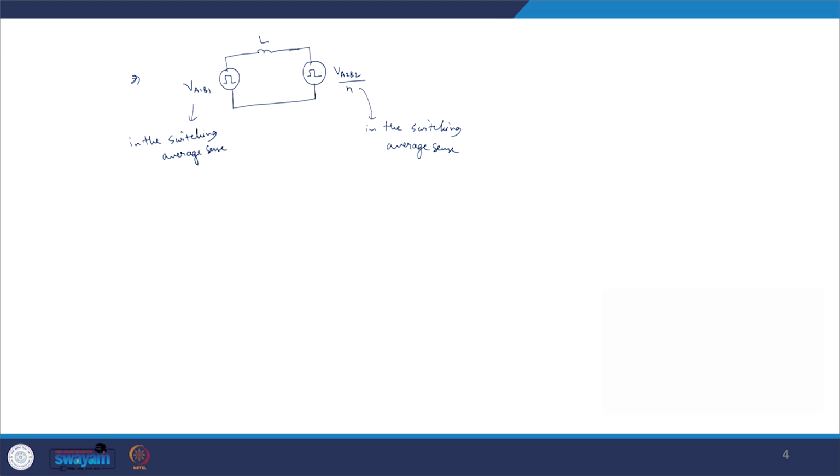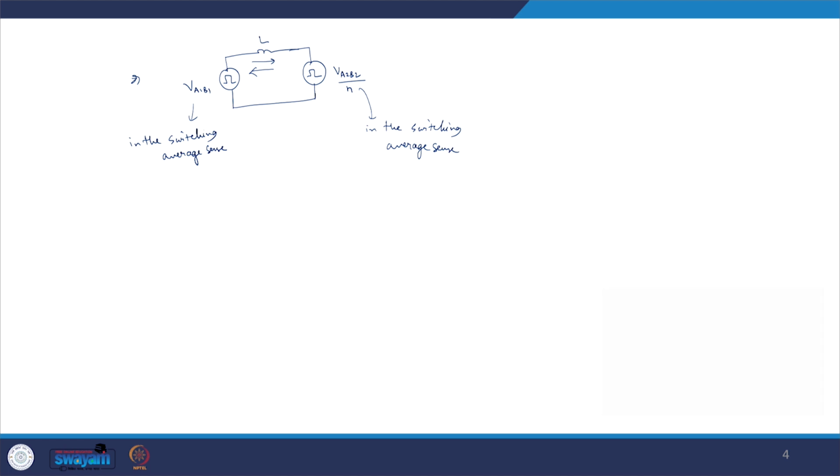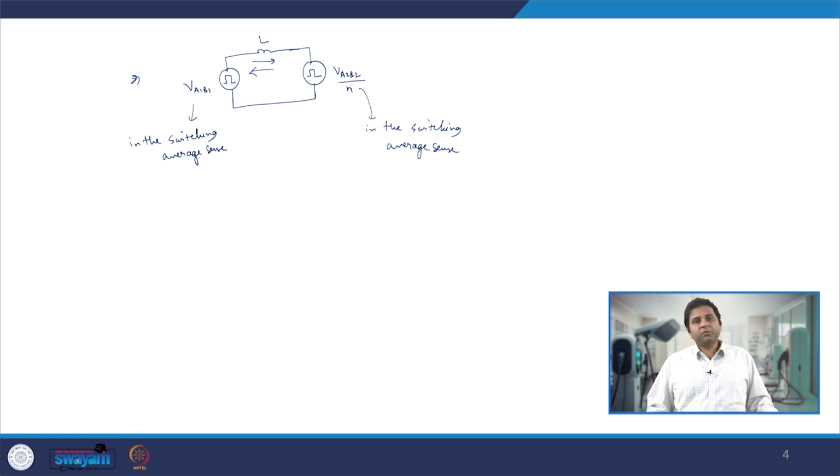So thus what we can say is that by changing any value from VA1 B1 and any value from VA2 B2, we can allow the current to either flow in this direction or flow in the other direction. Obviously in a switching average sense we are defining that power flow to go either from VA1 B1 to A2 B2 or from VA2 B2 to VA1 B1, and that is how we are able to achieve the power flow to go from VA1 B1 to VA2 B2 or from VA2 B2 to VA1 B1.